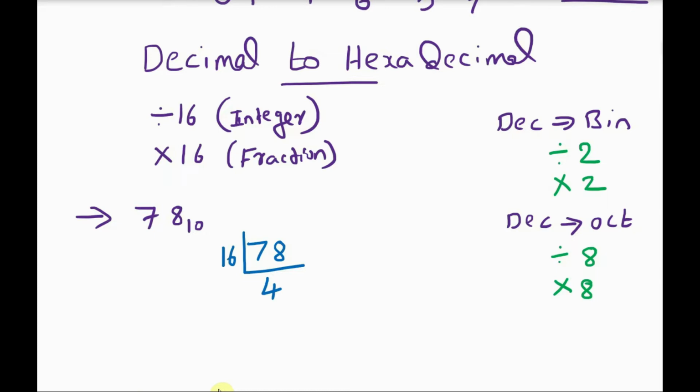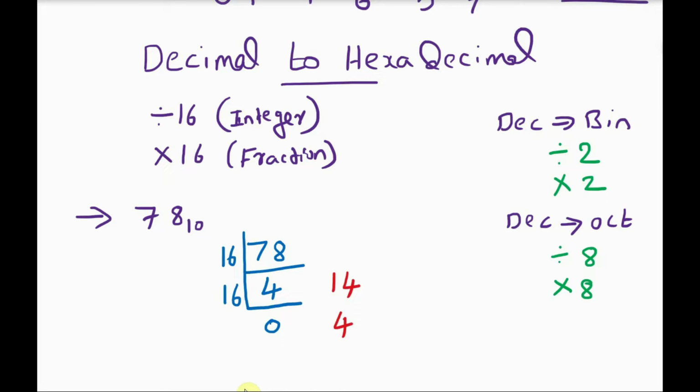So 16 into 4 is equal to 64, and the remainder is 14. So again we have to divide 4 by 16. We cannot divide 4 by 16, so 0 times 16 is 0 and the remainder is 4. So these are the answers.